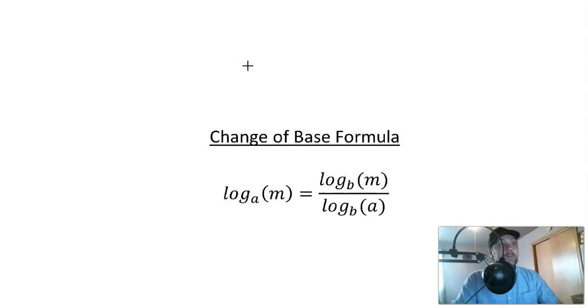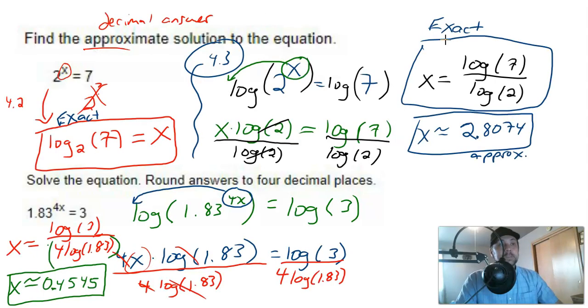And really, we developed this formula on the previous problem. So if you look back at this example here, this answer and this answer are both the exact solution to this equation, which means these are equivalent to each other. This is log base 2. These are in log base 10. So this gives us a bridge for changing our base from base 2 to base 10.